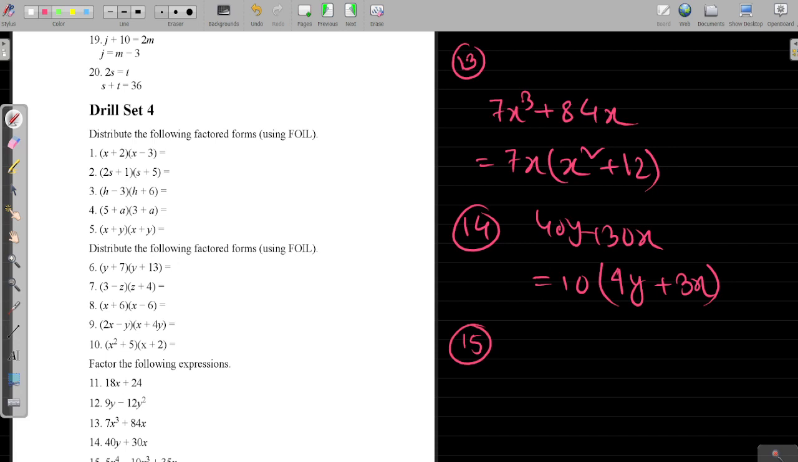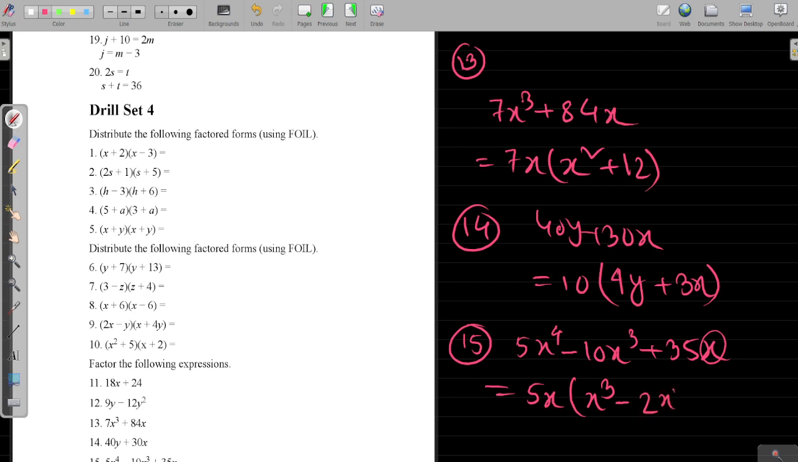Now I am going to solve number 15. So 5x to the power 4 minus 10x cube plus 35x. So if I take common here, the part x is common, the least power for x is 1. So if I take common 5x, then the remaining part is x cube minus 2x squared plus 7.